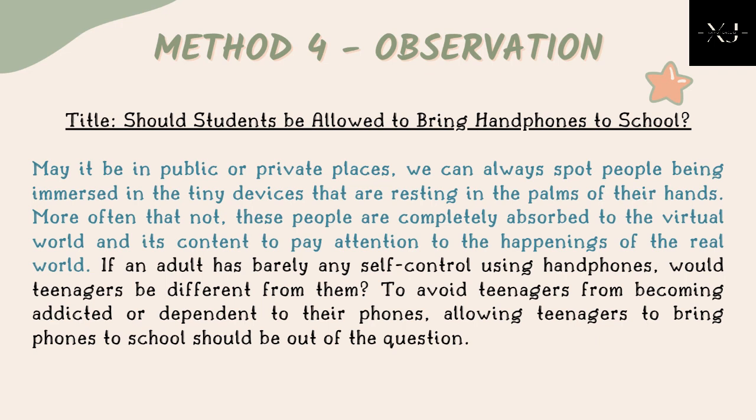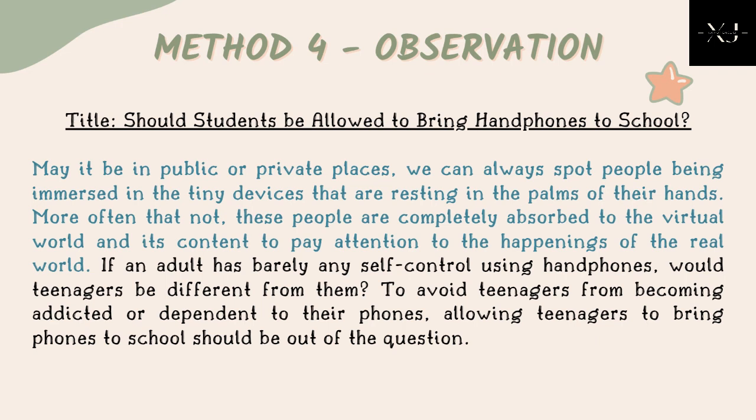So we can say that oftentimes, people who are addicted to their phones only care about what goes on their phones instead of what is going on in their surroundings, which can be very dangerous, especially when they are crossing the roads or have to board the train and things like that. So we continue our paragraph by asking a question: if an adult has barely any self-control using handphones, would teenagers be any different from them? So we are asking a question, and usually when we ask a question, we must answer. It's also one of the methods that we can use to start our introduction with, which I will show you later.